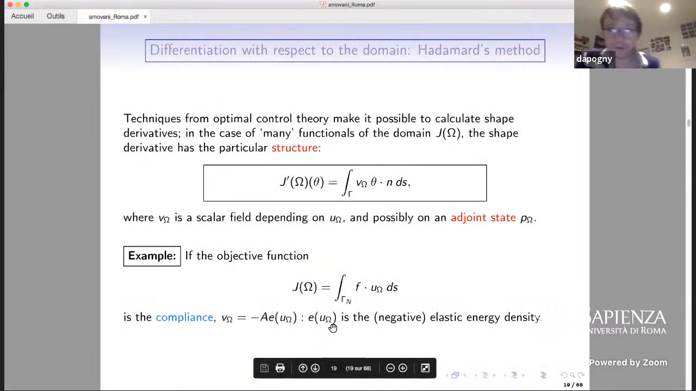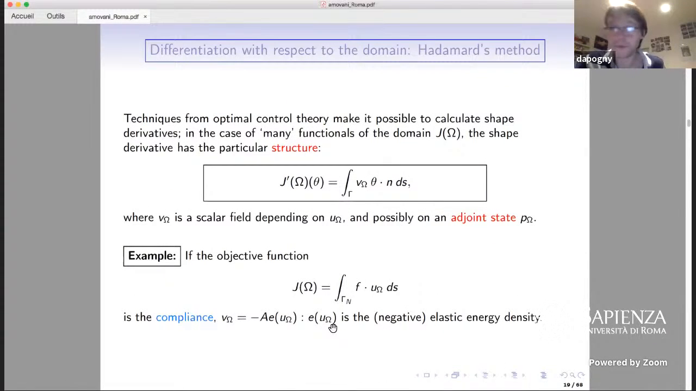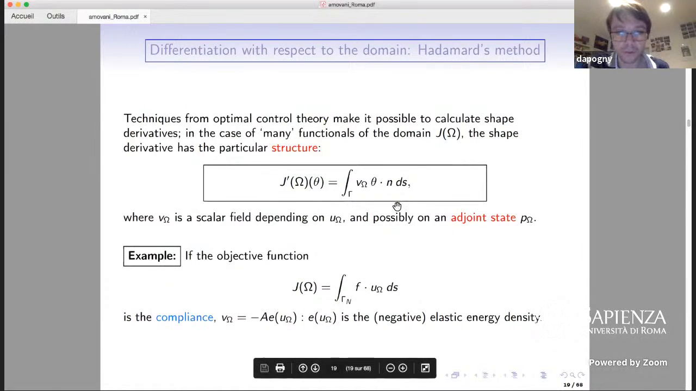I won't enter into the detail of how we calculate shape derivatives. This is not an easy matter, but it's a fairly classical matter in the literature, and especially in the optimal control literature.